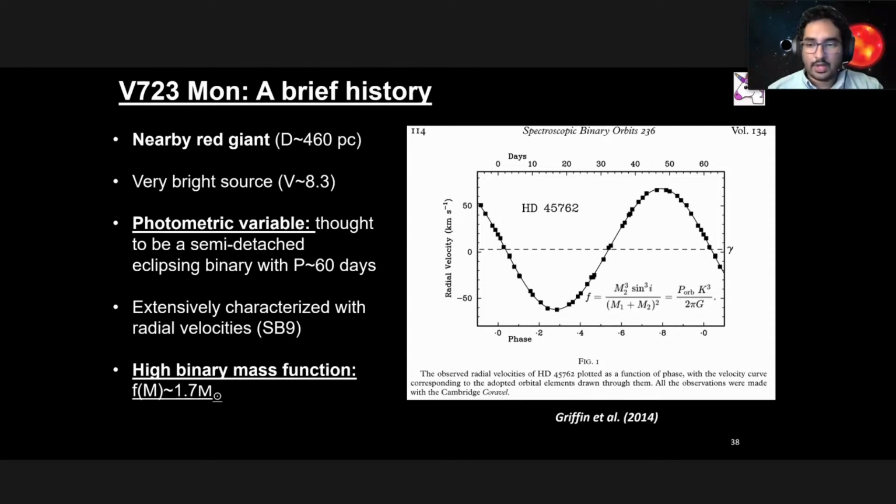This immediately raises a question. Is the companion to V723 Mon a black hole? A 3 solar mass luminous companion would be very obvious if we looked at the SED, for example.